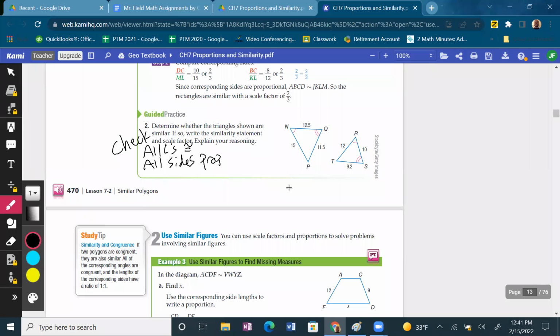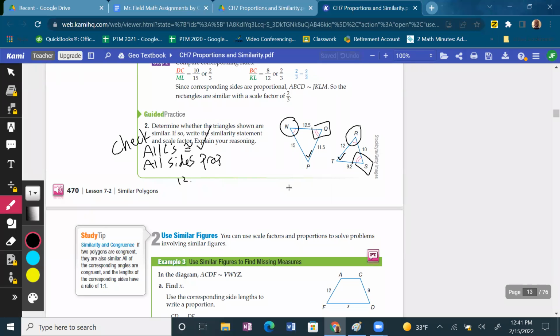Are all the angles congruent? We have angle N is congruent to angle R, that's good. Angle Q is congruent to angle S, that's good. And so we know that P has to be congruent to T. So we have all congruent angles. Now let's look at whether all the sides are proportional.